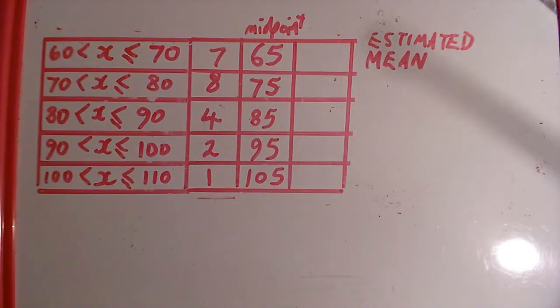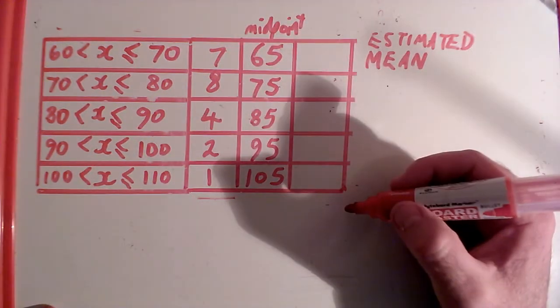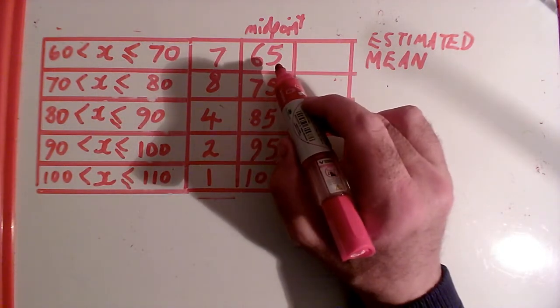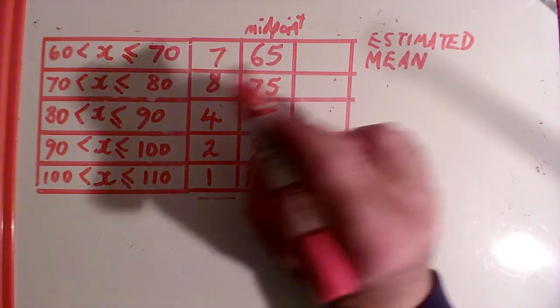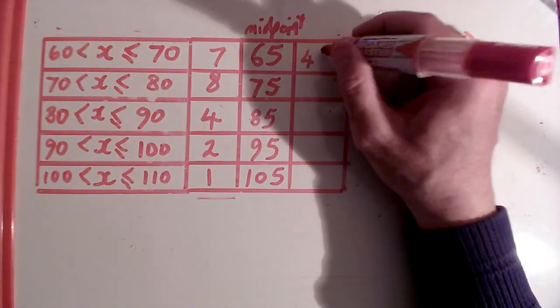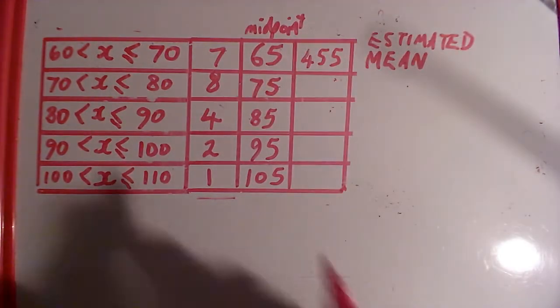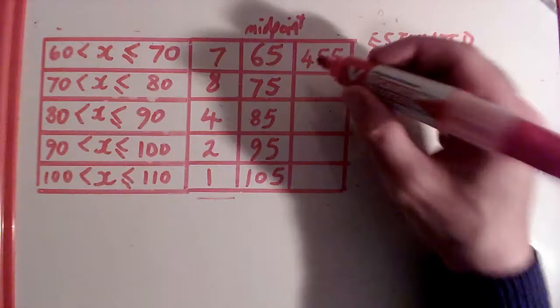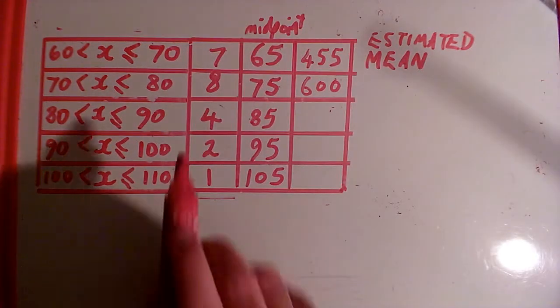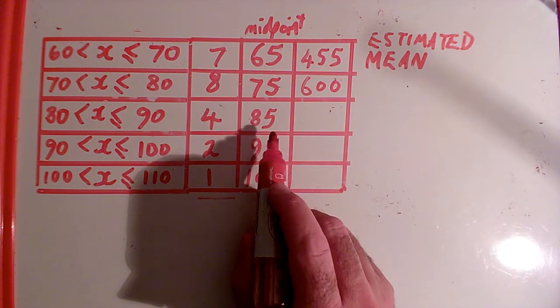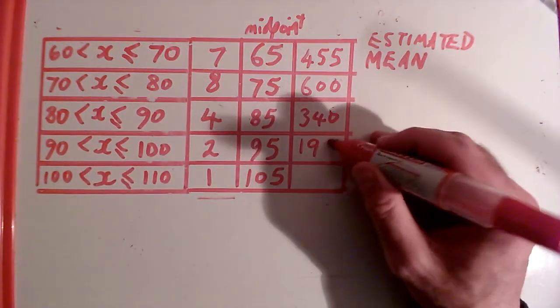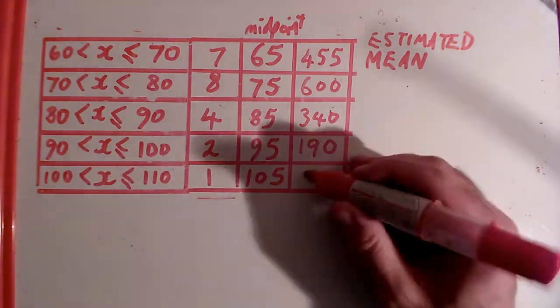Now, the mean is going to be the total of all the weights divided by how many people. So let's work out the total of all the weights, and this is what this next column is for. If there's 7 people, and they all weigh, in our assumption, 65 kilograms, then the total of all that weight is 7 times 65, which is 455. 8 people, all weighing 75 in our assumption. 8 times 75, that's 600. And then 4 people that we're all assuming are weighing 85. 4 times 85, 340. 2 people weighing 95, that's 190. And 1 person weighing 105, that's 105.